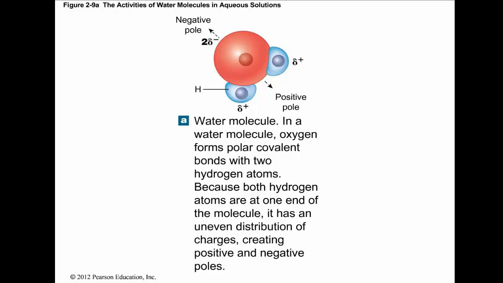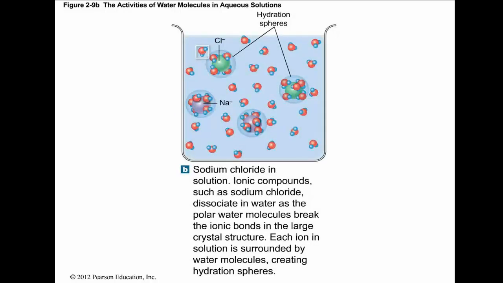Sodium chloride in solution: an ionic compound such as sodium chloride dissociates, or dissolves, in water as the polar water molecules break up the ionic compound in the large crystal structure. And each of the ions in solution is surrounded by water molecules, creating hydration spheres.